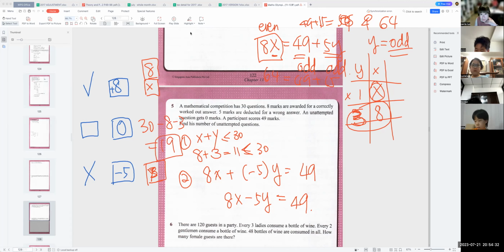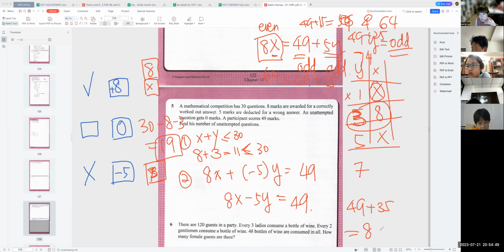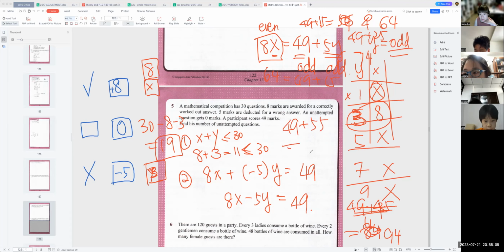Get it? Okay, so there are possibly other answers. So let's try 5. So 49 plus 25 equals 74. Obviously, no. And how about 7? So 49 plus 35 equals 84. Obviously, no. Let's take a look at 9. So 49 plus 45 equals 94. 94 still cannot be divisible by 8. So 11. So 49 plus 55 equals 104. Yes, it could be divisible by 8.